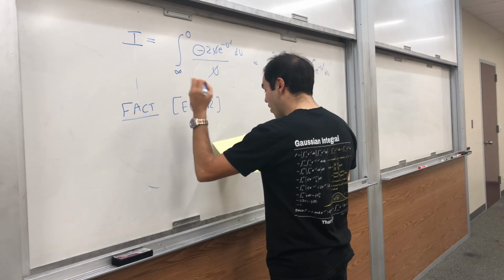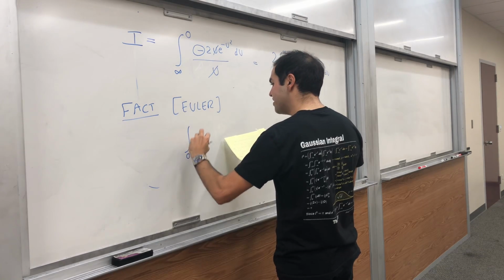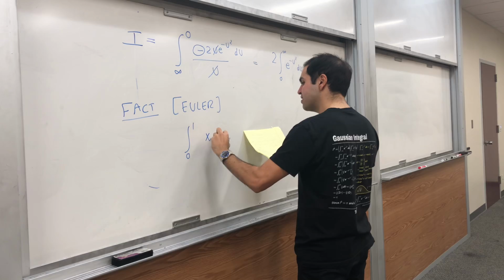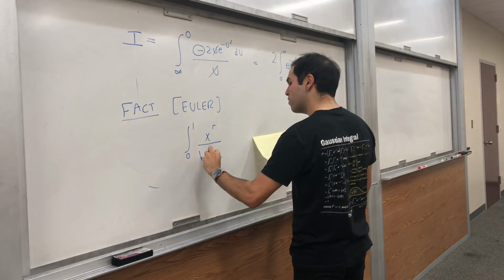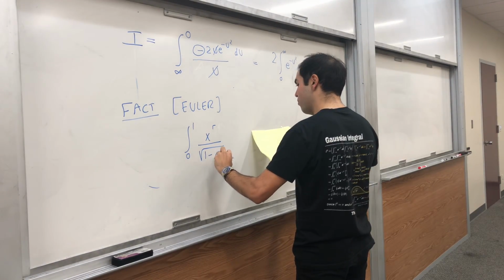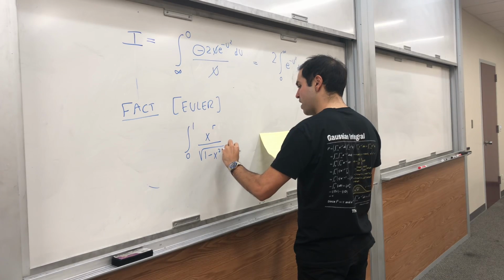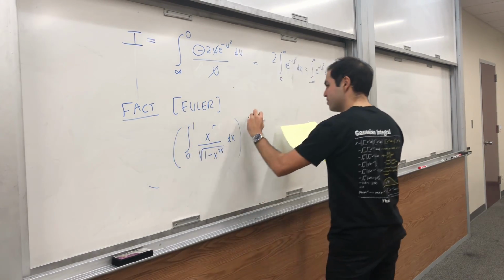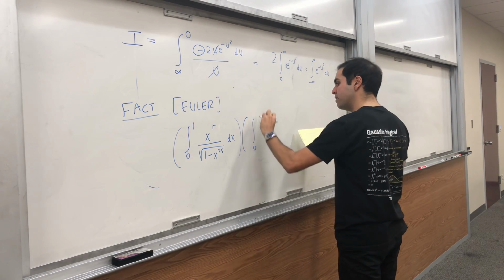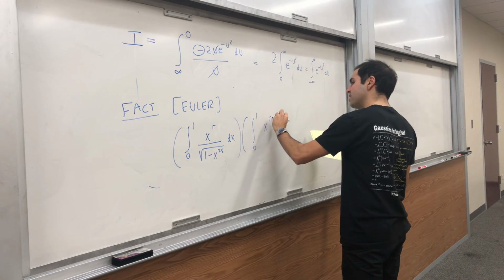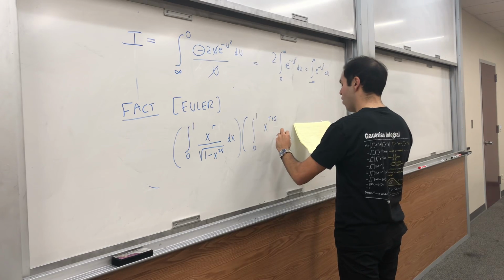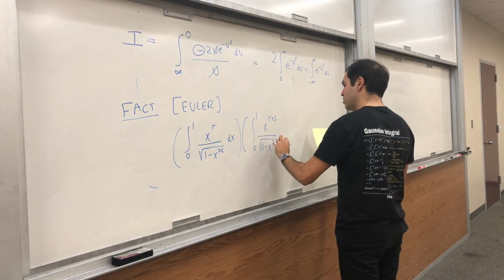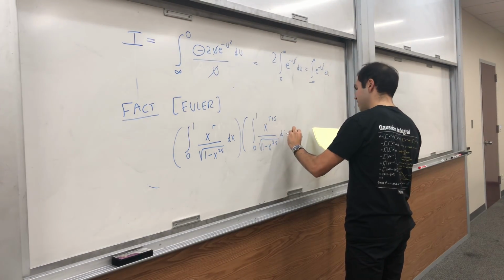And what does Euler's formula say? It says the following. The integral from 0 to 1 of x to the r over square root of 1 minus x to the 2s dx, times the integral from 0 to 1 of x to the r plus s over square root of 1 minus x to the 2s dx.